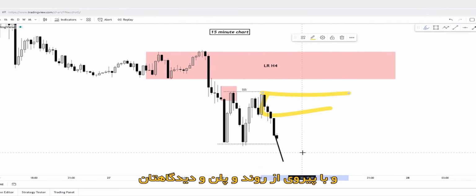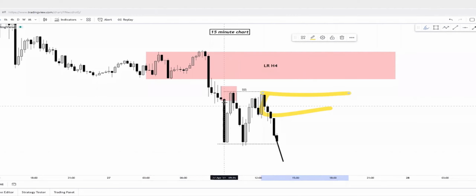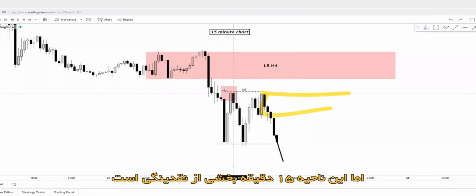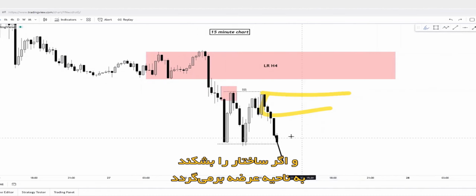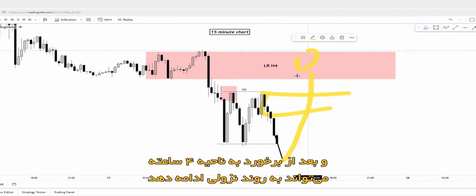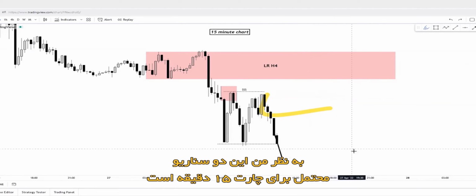And by following the trend, by following the plan and following your bias, price will have to come up to the 15-minute zone, right? But this 15-minute zone is part of the liquidity line right here. So if this movement happens, so the break of structure happens to the downside, price will come up to this supply zone. And actually, it won't reverse on this supply zone, I believe. It will just create a sweep of this liquidity. And from this 4-hour zone, it can continue the bearish movement to the downside. These are the two possible scenarios for the 15-minute chart, I believe.